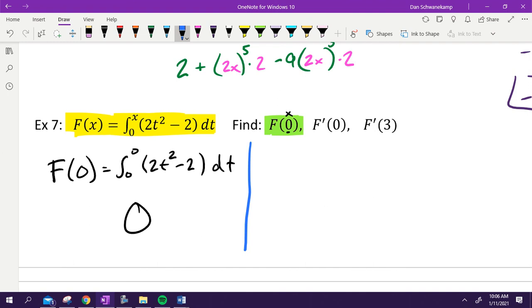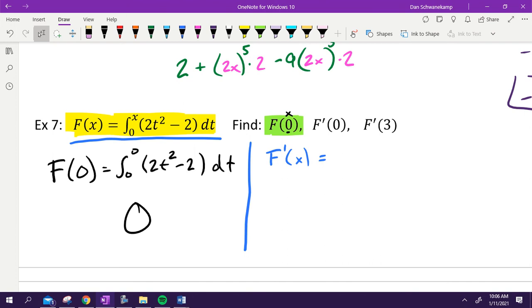The second one says find f prime at 0. I don't know what f prime is. They told me f. So what am I going to have to do with f if I want to answer questions about f prime? We got to find the derivative. So first thing I'm going to do is find f prime of x. I'm going to find the derivative.